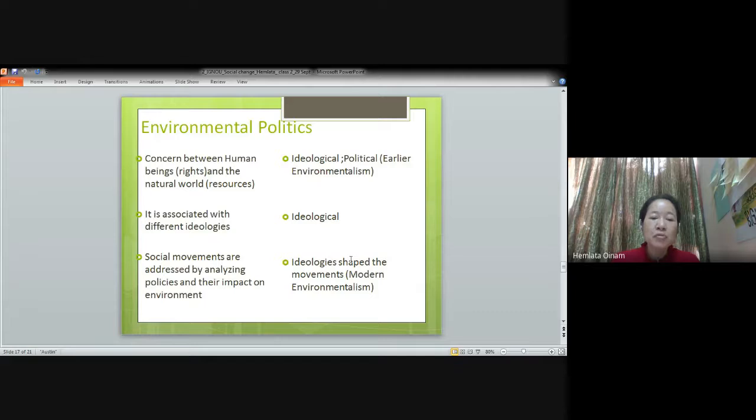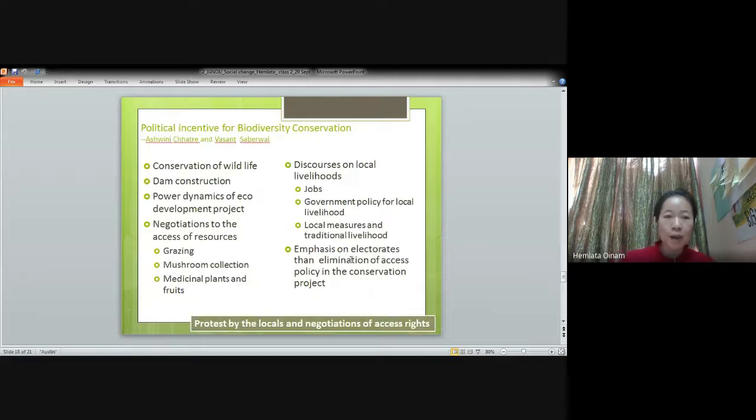Social movements are addressed by analyzing policies and their impact on the environment. So these ideologies are shaped by the movements, and how the social and environmental movements take different turns will also be controlled and influenced by the ideology. These ideologies will set the movements and the styles of these social movements or environmental movements.